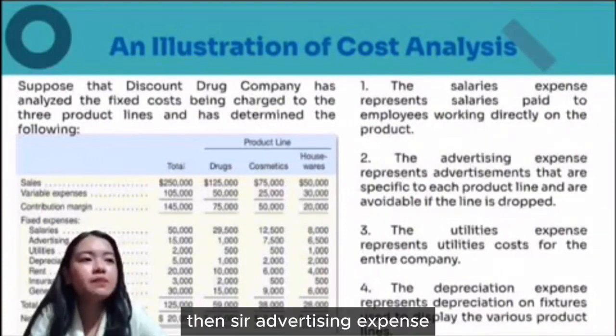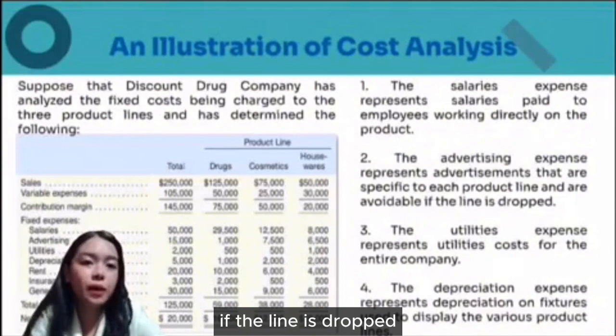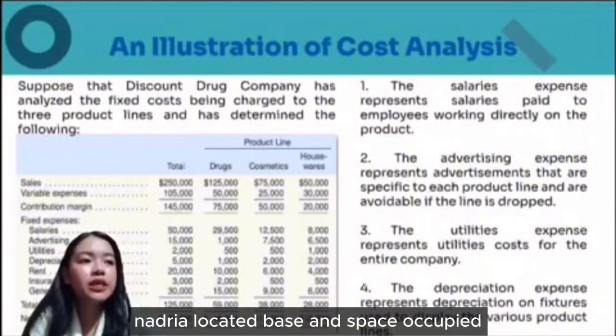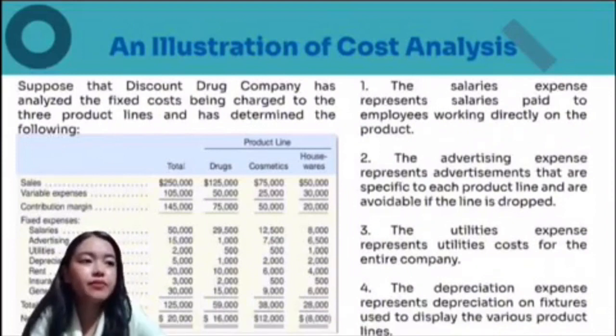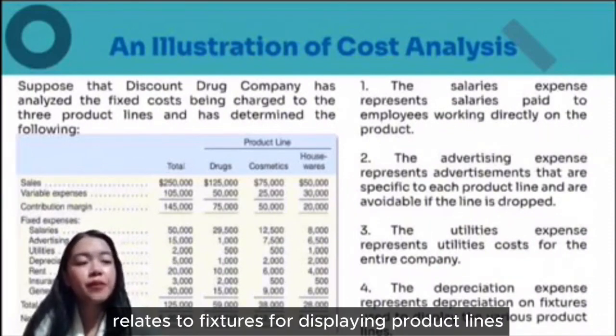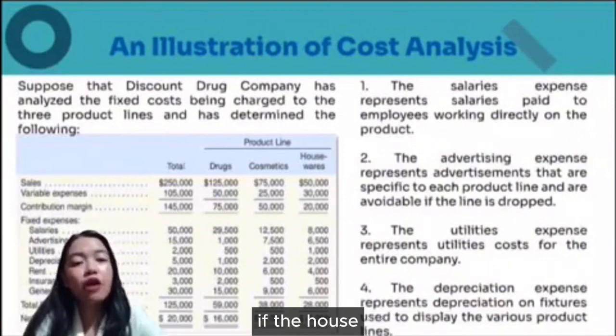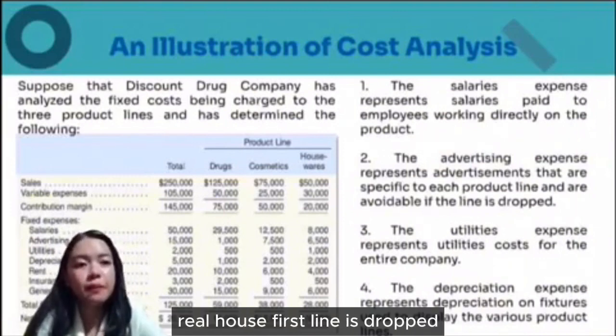Then the advertising expense, specific to each product line, can be avoided if the line is dropped. For utilities expense, it is allocated based on space occupied. Not avoidable if the product line is dropped. Then there is a depreciation expense that relates to fixtures for displaying product lines, custom-built fixtures with no resale value if the housewares line is dropped.